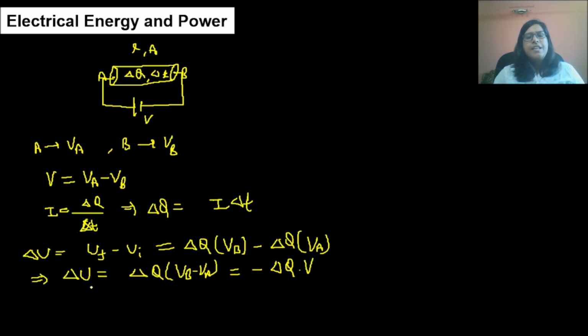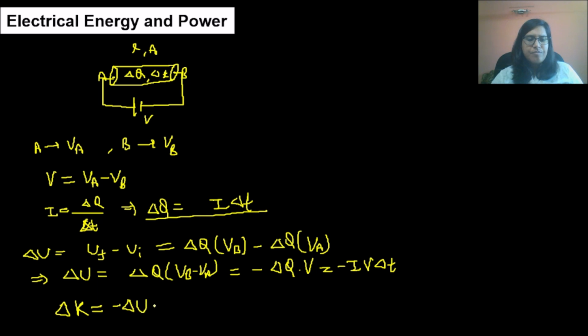So potential energy will be this. If potential energy is this, then we can write this as minus I into V into delta T. Put delta Q equals I into delta T. So the change in kinetic energy will be minus of this potential energy, so this will be I into V into delta T.